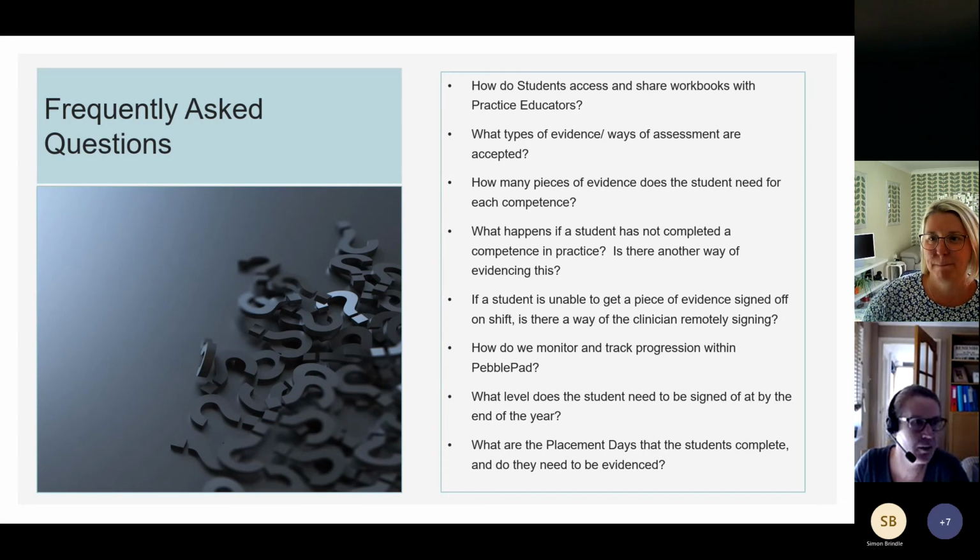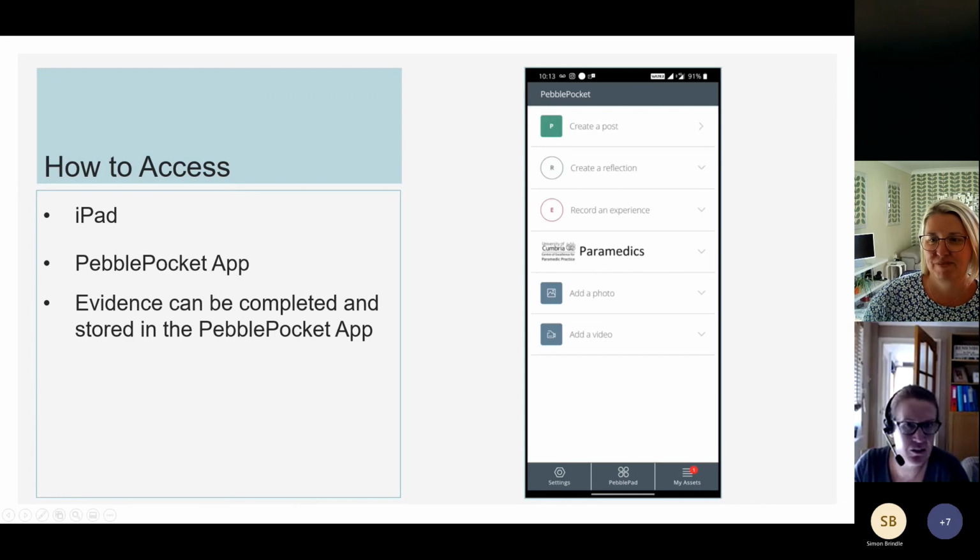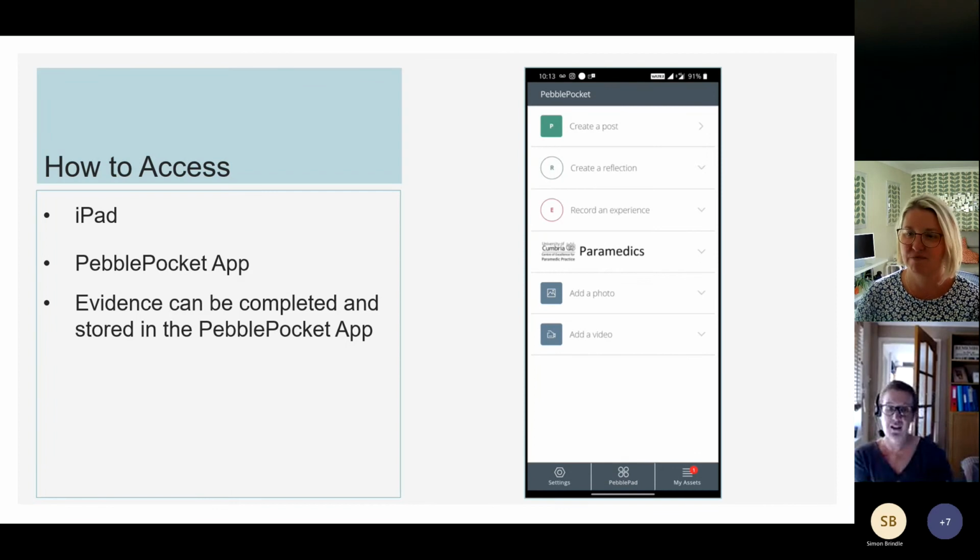So first off, how to access it? How does the student access it? Well, when they start with us at the university for their program, they are given an iPad as part of the course, and the PebblePad app is already on there for them to access. We then get them to download a Pebble Pocket app that goes on their iPad, but they can also download that to their phone. And then the evidence can be completed and stored in that Pebble Pocket app. So as I said, it's all via the iPad and via the Pebble Pocket.